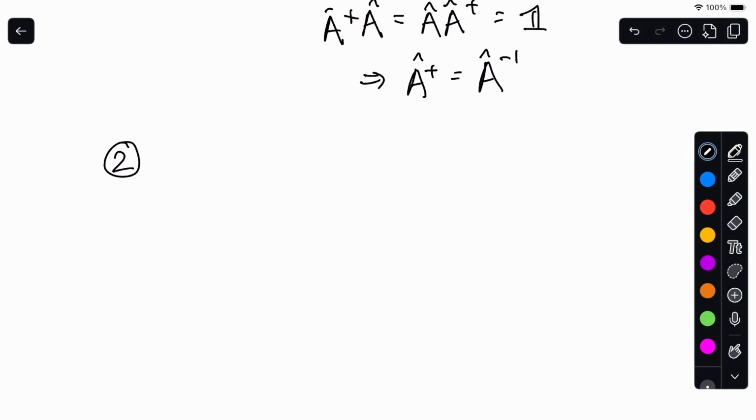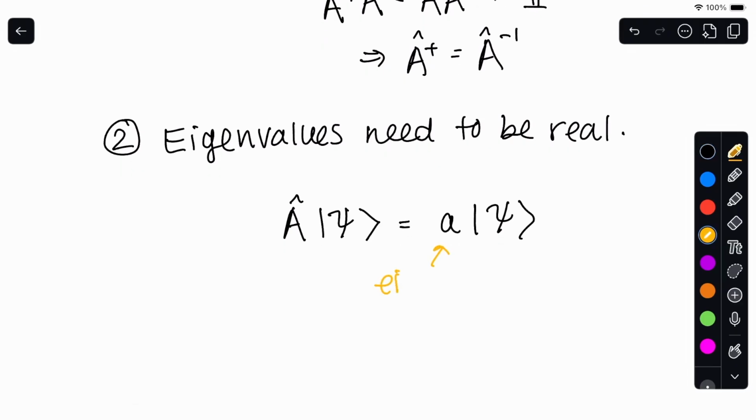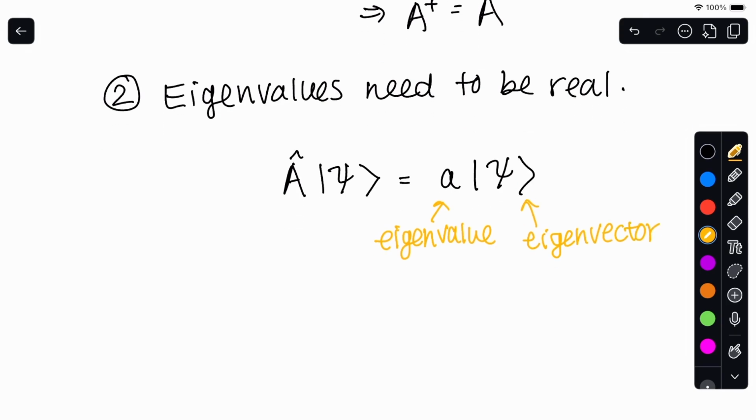Another thing that we can know is that the possible measurement results for an observable are its eigenvalues. So we will talk more about eigenvalues and eigenvectors in a later episode when it's more important. But just as a reminder, if you haven't seen it before, it's when an operator or a matrix acts on a vector and you get back that vector scaled by some factor. So this is a scalar factor, which we call the eigenvalue. And this is our eigenvector. And we want our operators to have real eigenvalues only.